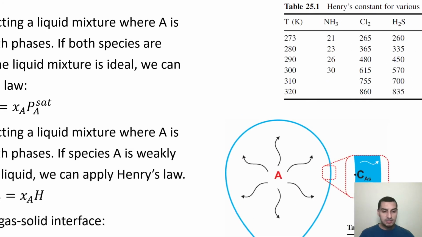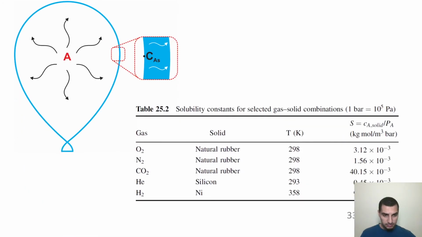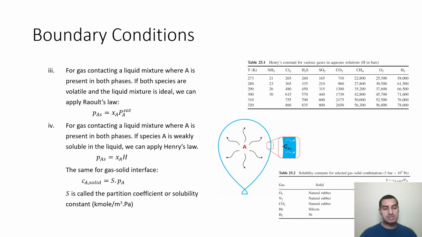This parameter S can be found in tables like this, where you can see oxygen in natural rubber at 298 will have the partition coefficient or solubility constant of this. If it's hydrogen in nickel at 358 Kelvin, it's going to be 9.1. So it's not something difficult. It's just an equation that you use to specify the concentration at the interface for a gas that is diffusing through a permeable solid. So this is the first type.